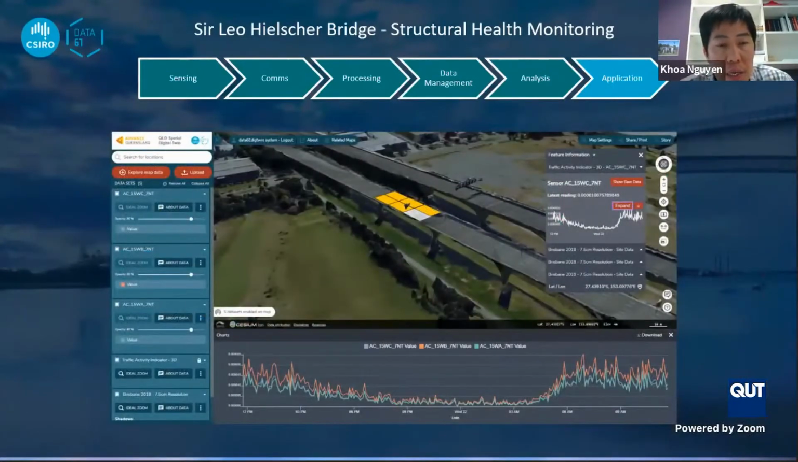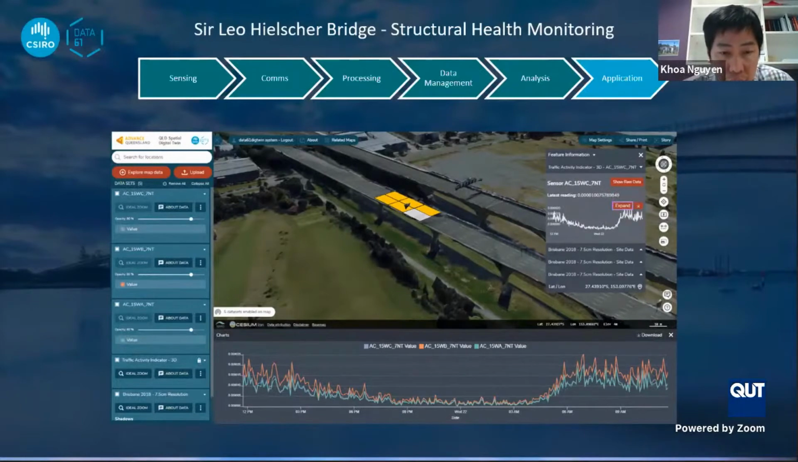And this is another application, in which we stream our data from the platform to another project, which is also a digital twin project that CSIRO collaborates on with the Queensland government to visualize infrastructure assets. And here we can see the span of the Gateway Bridge shown in 3D, and beside the 3D information, we are also streaming some data collected from our sensors.